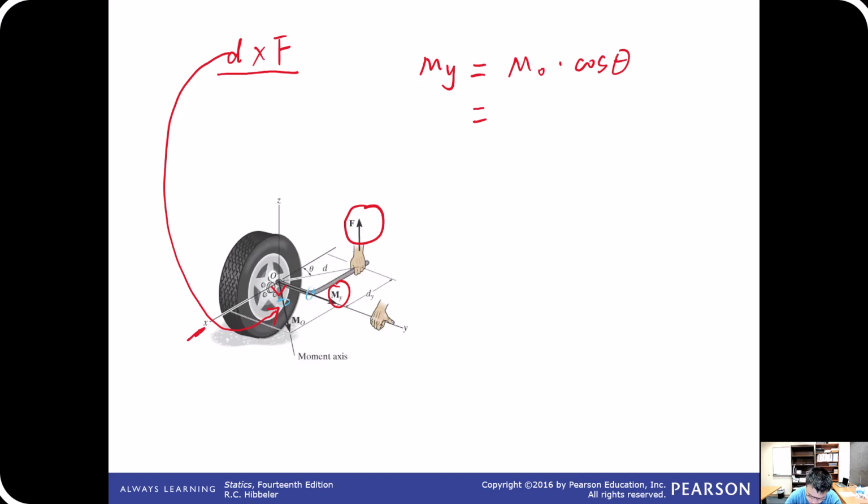Another method is we can just write My as F times dy. dy is the perpendicular distance from the force vector to the perpendicular direction of the x-axis. So how to calculate dy? It will be F times d times cosine theta.